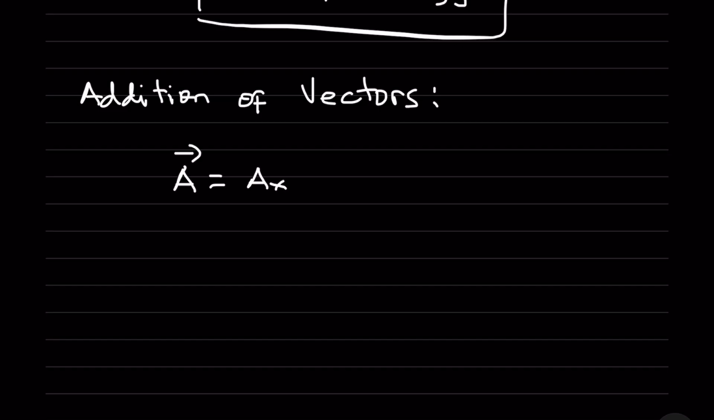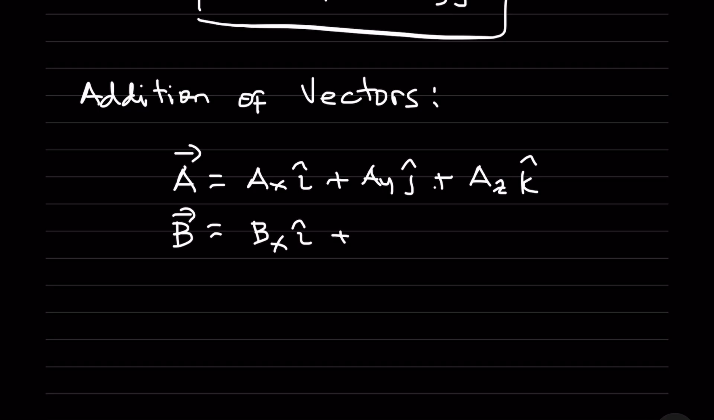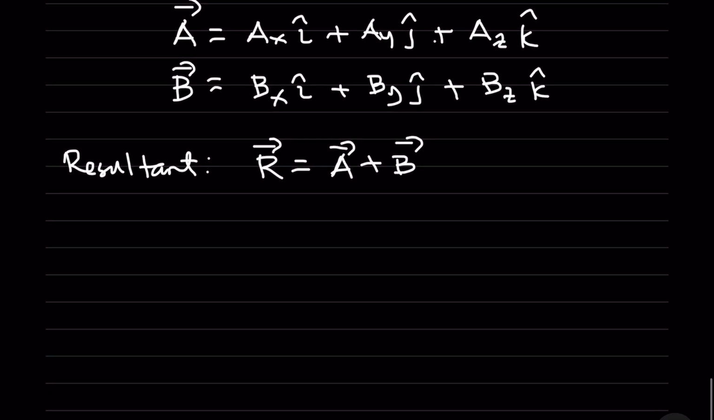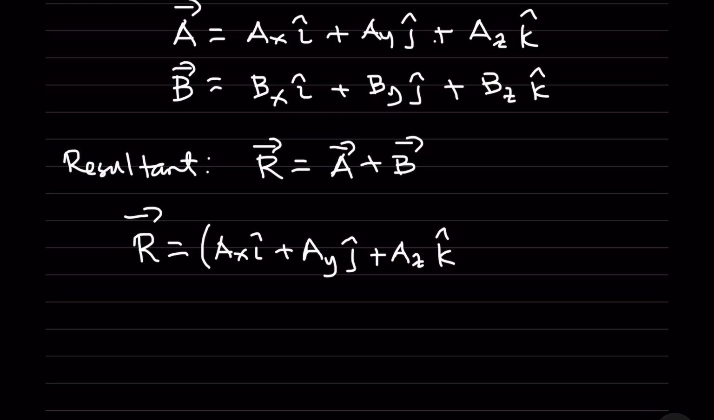Let us see how we can use this form of a vector to add them. So suppose we have vector A that has three components, Ax i hat plus Ay j hat plus Az k hat. And we have another vector that also has three components, vector B. The resultant that we get by adding these two vectors is denoted by symbol R. So what we do is we simply add the two vectors in component form with unit vectors.